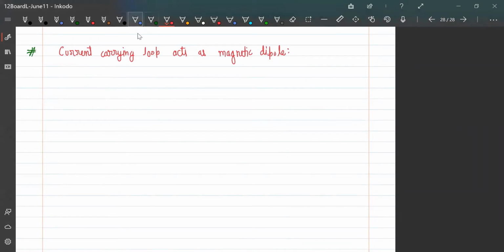And the magnetic moment of that loop we defined as m vector equals n I a vector, where a is the area, n is the number of turns, and I is the current.